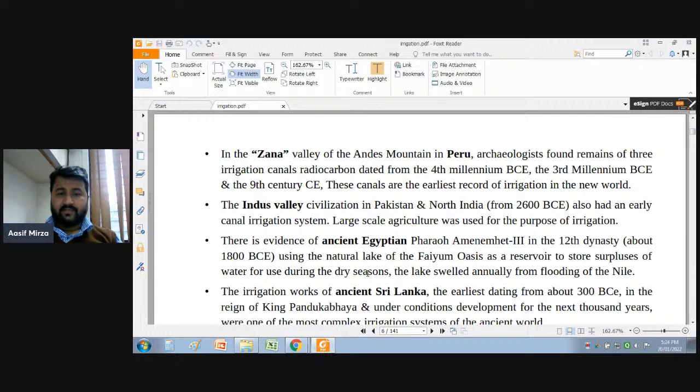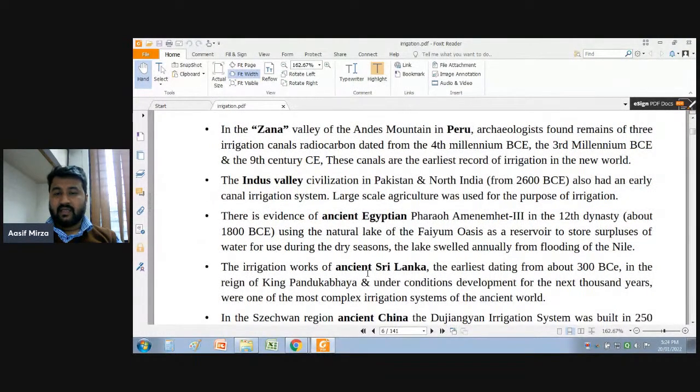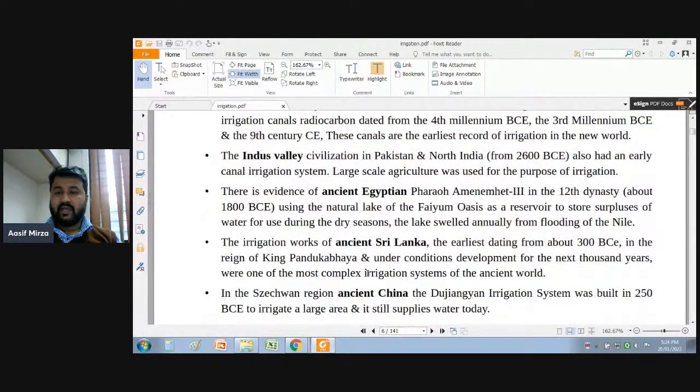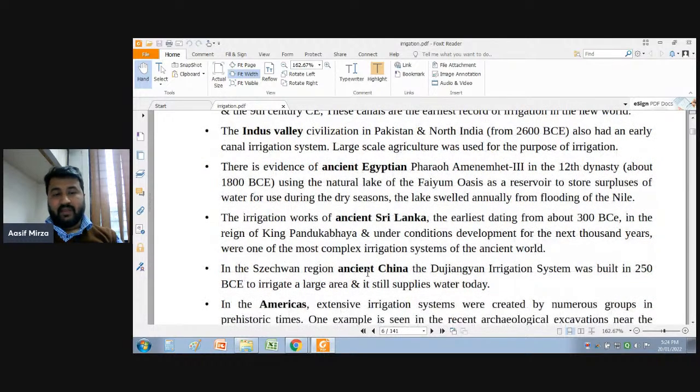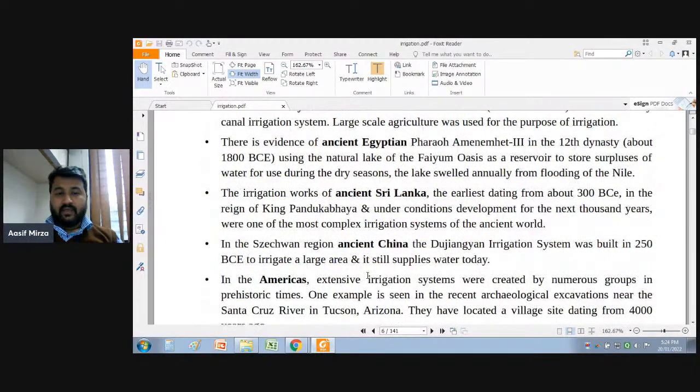The irrigation work of ancient Sri Lanka, the earliest dating from about 300 BC, in the reign of King Pandu Kambaya, continued development for the next 1,000 years. One of the most complex irrigation systems of the ancient world. In the Sichuan region of ancient China, the Jiangyan irrigation system was built in 250 BC to irrigate a large area, and it still supplies water today.